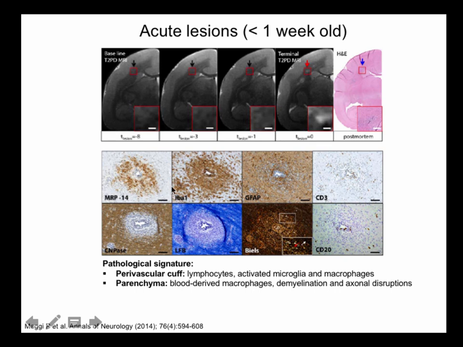Using a battery of different stains and immunostains, you can actually determine that those lesions are usually heavily demyelinated already. There is a heavy inflammation with macrophages and microglia, and also a very dense immune response from some T cells and B cells, primarily T cell driven.